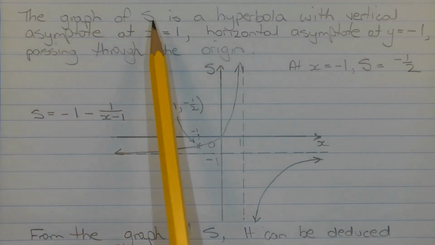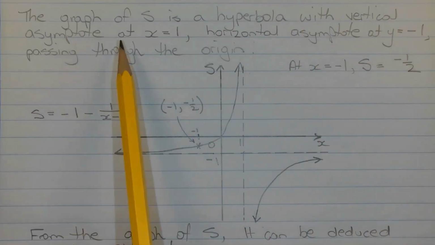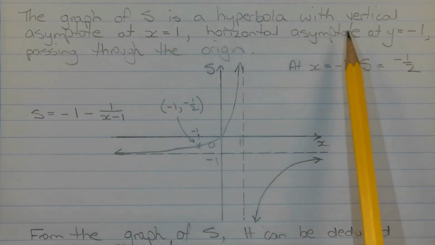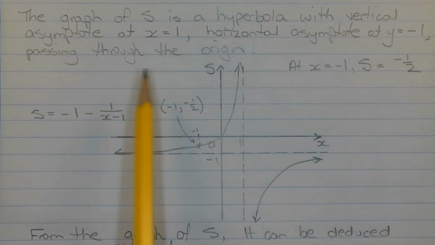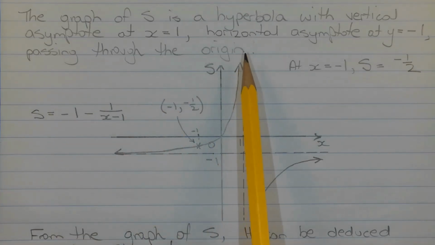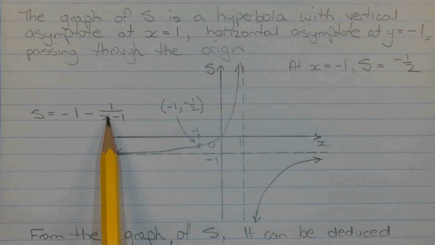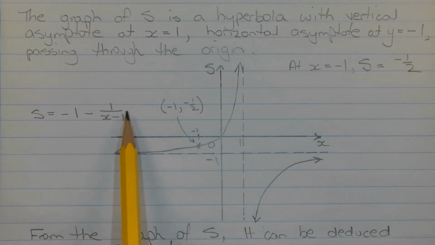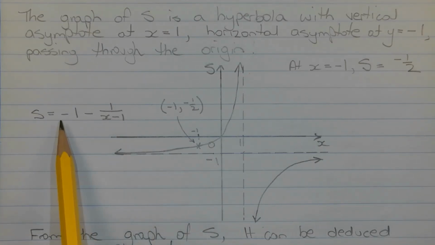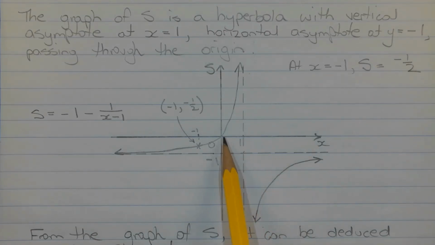The graph of s is a hyperbola with vertical asymptote at x equals 1, horizontal asymptote at y equals -1, and it passes through the origin. Now we know that by letting x equal 0 and evaluating this expression here. -1 minus 1 over 0 minus 1, we get -1 plus 1, which is equal to 0. So the graph passes through the origin.